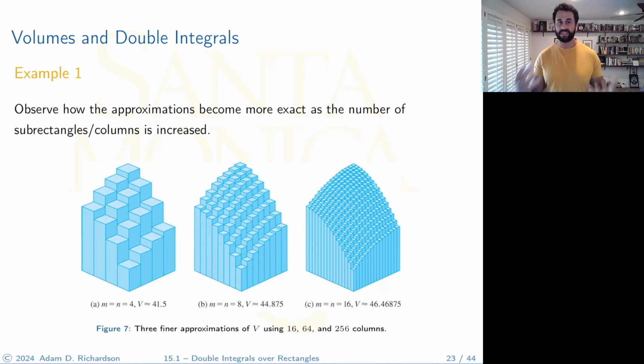And the process of approximating an integral means you keep doing this ad infinitum. And if your function is integrable, it will eventually give you the exact value.